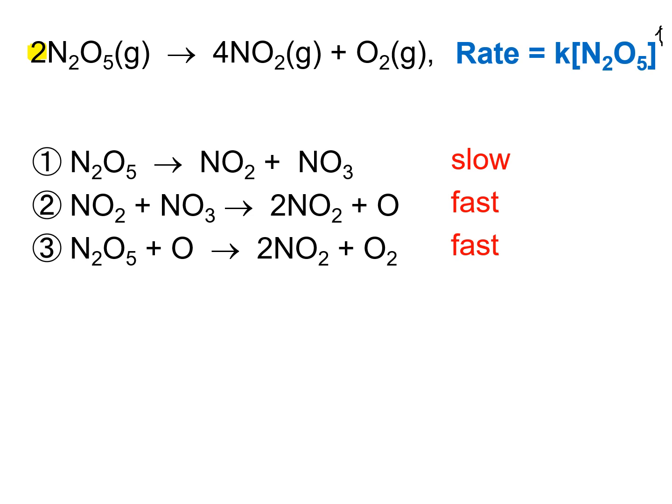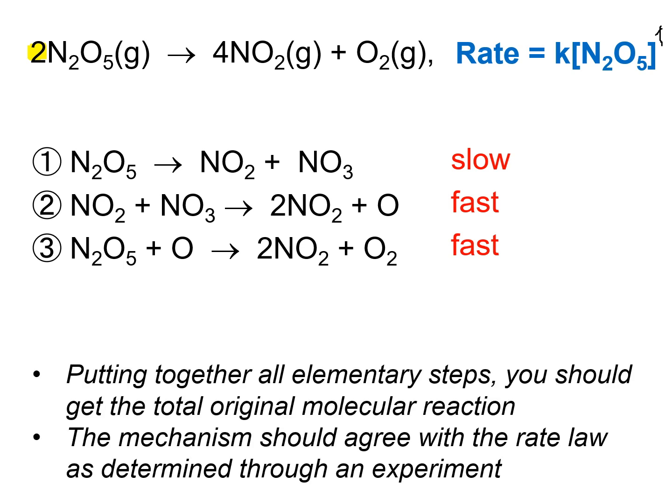So the mechanism needs to make sense. It's not like you can make up a totally unsubstantiated mechanism. So what are the things that make a mechanism make sense? There are 2 conditions. First of all, when we put together all the steps, we should get the same molecular reaction we started from. So putting everything together, we should get this equation. Second, the mechanism should agree with the rate law as we determined experimentally. So we want to see that the mechanism is in agreement with this.